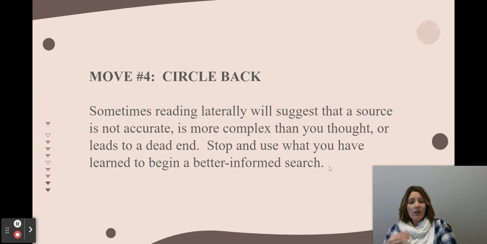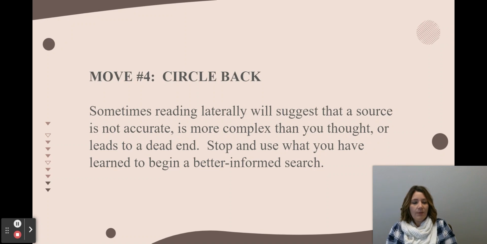So the last move is to circle back, because sometimes you're looking for something, maybe the contribution of nurses during World War One, and you start doing these searches and you realize, oh man, I found so many more resources about nurses who were serving in Europe rather than in the United States. And so you change. Sometimes in your research, you hit that wall because you realize there's not enough information out there, or maybe what you were thinking about was not true.